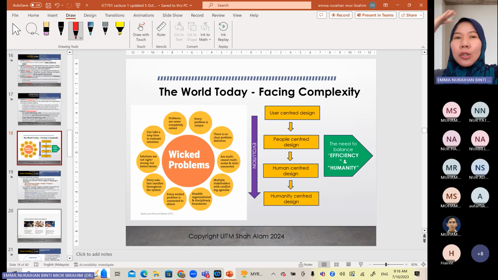Kan? So there is no perspective of humanity there. Tak ada perspective of human-centered ke humanity ke, tak ada. Sebab dia localized lagi, localization. Dia masih lagi level localization, which means there are not many opportunities that people can explore out there. Only selected people yang ada duit banyak.